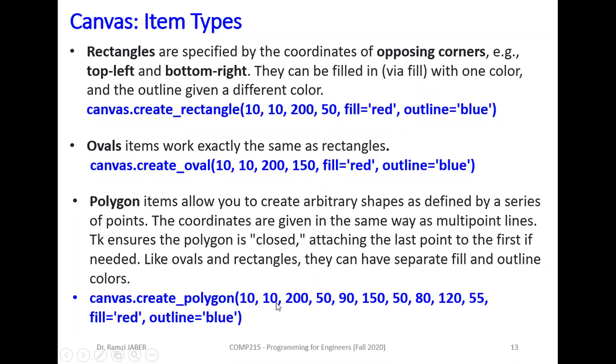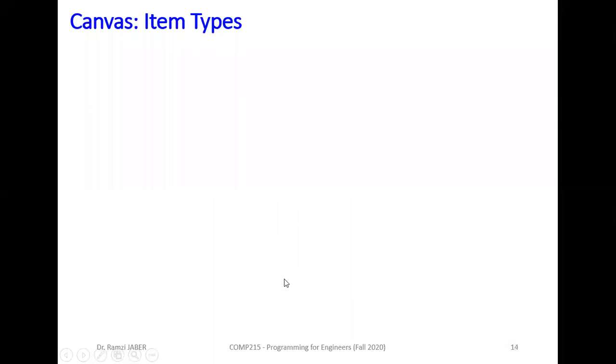canvas.create_polygon, first point, second point, third point, fourth point, fifth point. So it's a pentagon here. Okay, five points, pentagon. Fill red, outline blue. Same as oval or rectangle. But with a polygon, we can put as many points as we want. So we'll see how.